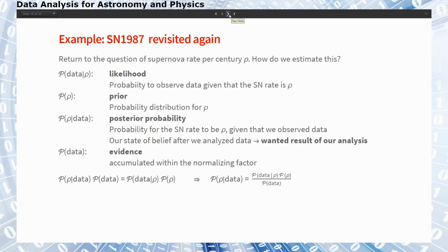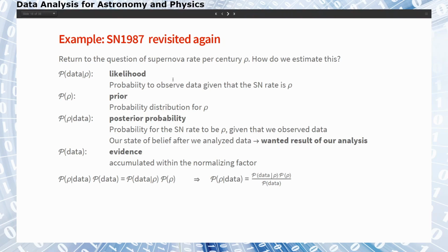Now with these conditional probabilities in mind, let's revisit our supernova example again. Remember, we were asking what is the probability to observe a naked eye supernova given the data from the previous centuries, which was 4 supernovae in 10 centuries. How can we use our Bayes theorem to estimate the probability to observe a naked eye supernova? How do we estimate this?